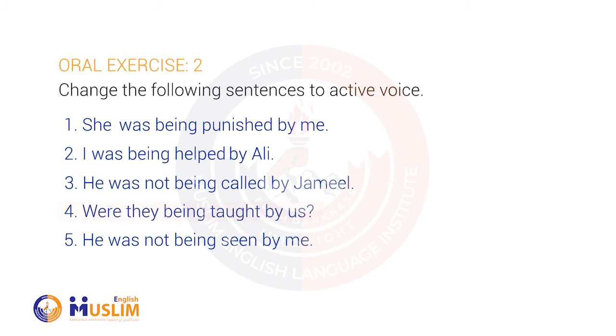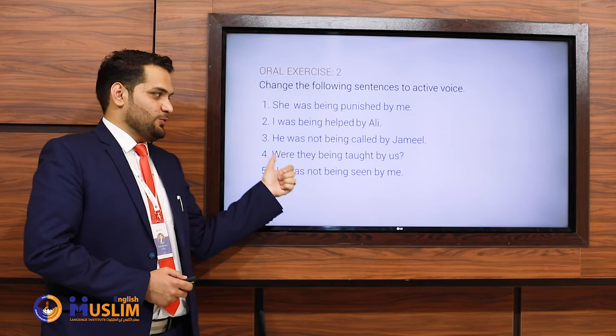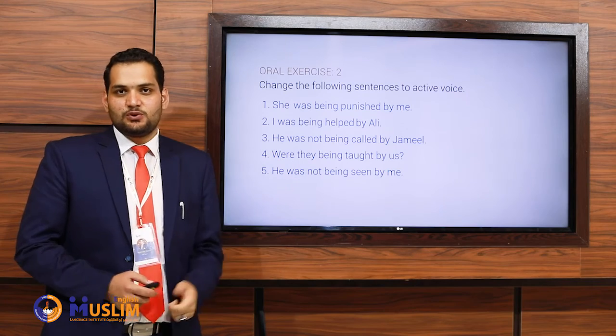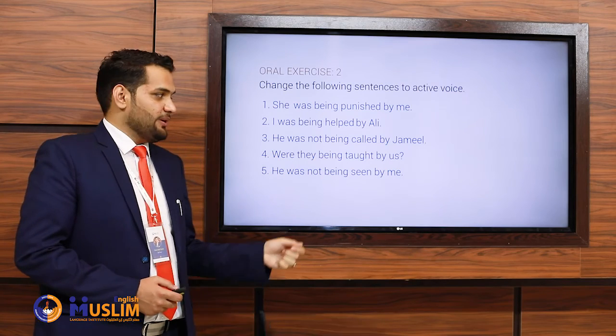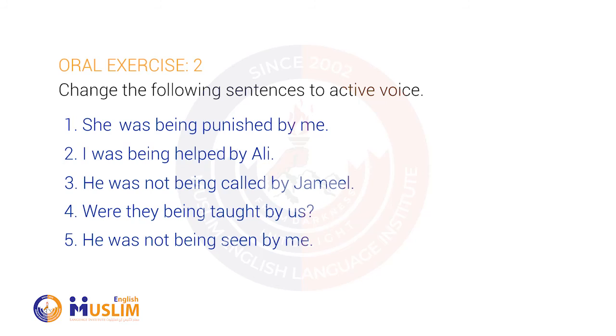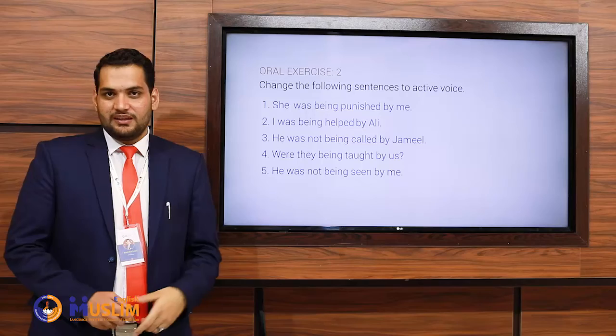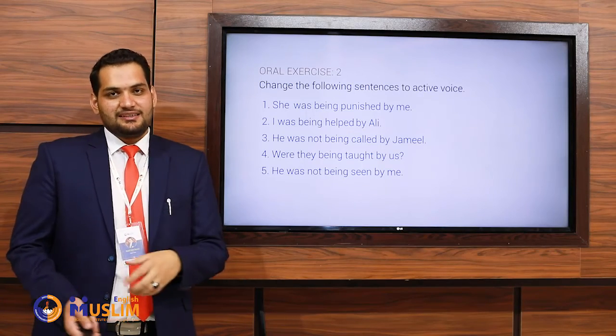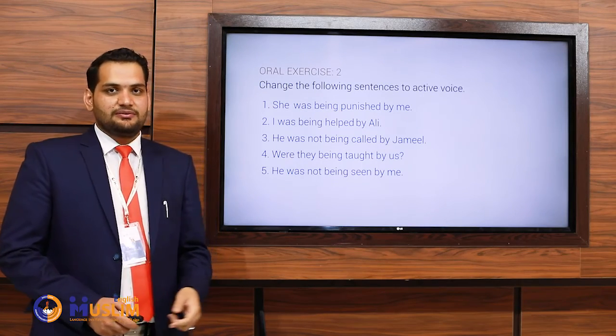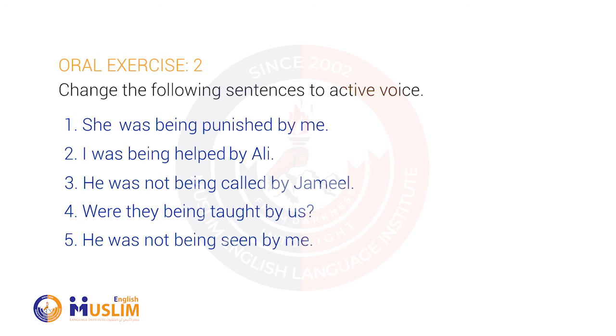Number 4. Were they being taught by us? It's a question. The active sentence should also be a question. So you have to say, were we teaching them? Number 5. He was not being seen by me. It's a negative sentence. The active sentence should also be negative. I was not seeing him.